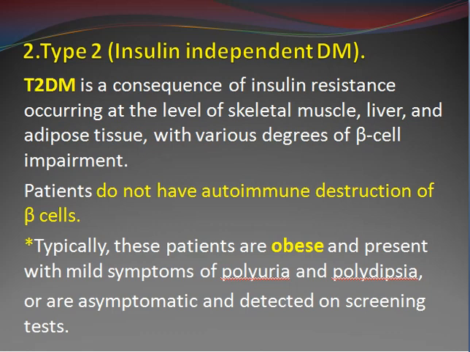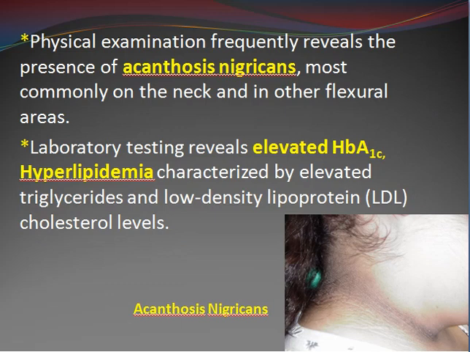It is a consequence of insulin resistance occurring at the level of skeletal muscle, liver and adipose tissue, with various degrees of beta cell impairment. Patients do not have autoimmune destruction of beta cells. Typically, these patients are obese and present with mild symptoms of polyuria and polydipsia, or are asymptomatic and detected on screening tests. Physical examination frequently reveals the presence of acanthosis nigricans, most commonly on the neck and other flexural areas, as shown in this picture.